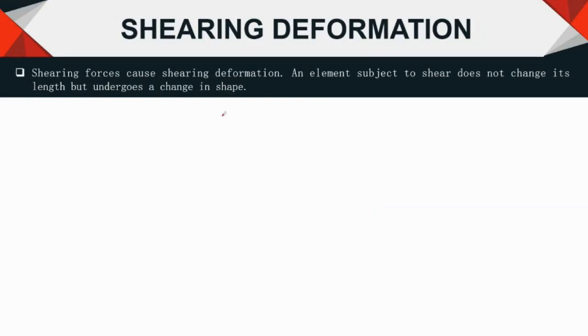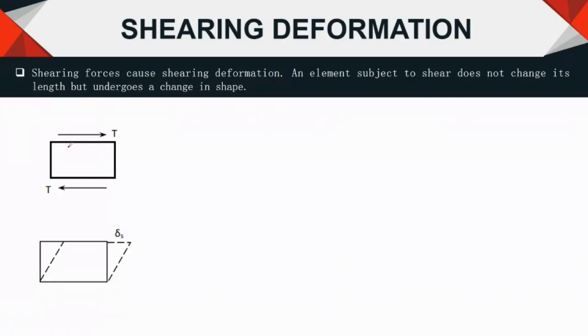So, next, proceed tayo naman sa shearing deformation. Familiar na tayo sa shearing, di ba? Yung pag-slide sa mga previous topics natin. Shearing force causes shearing deformation. An element subject to shear does not change its length but undergoes a change in shape. Ano kayang ibig sabihin niya doon? For example, meron tayo ditong rectangular na section, and then meron tayong in-applied na tensile force sa taas going to the right, and sa baba is going to the left. Pag nag-apply tayo ng tensile force, magiging ganito yung section natin. Uusog yan ng ganyan.